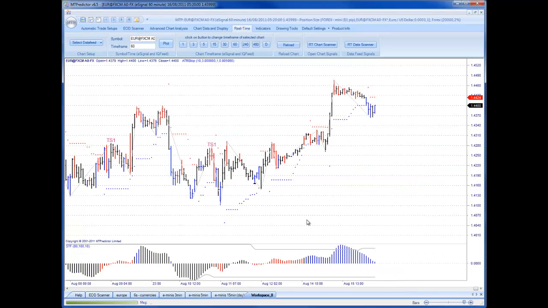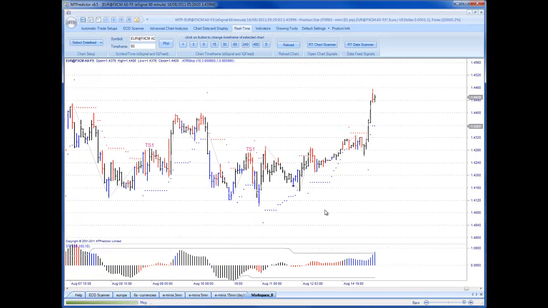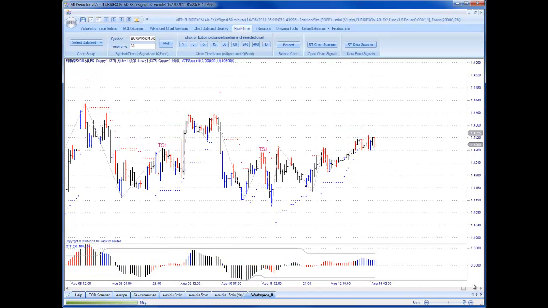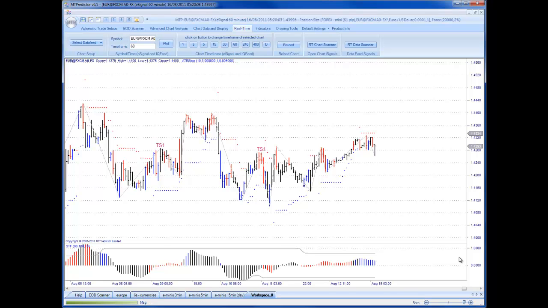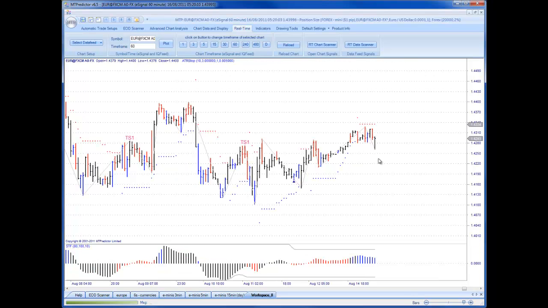If I now go to the 60-minute chart, which is this one here, and I go back to where this TS4 buy setup was triggered, which was here, I want to show you how you can use some of the leading tools in MTPredictor, in this case our decision point tool, to give you resistance and support areas on the chart in advance. Now that's the important part, is they are on the chart in advance. In other words, they are leading indicators.